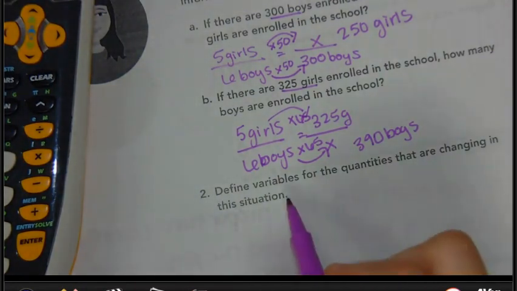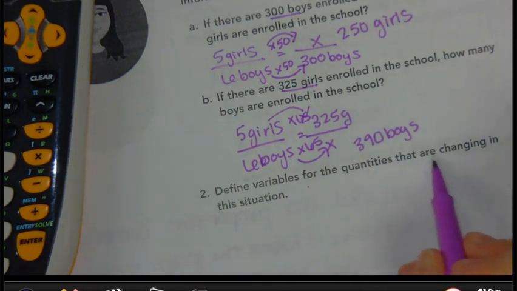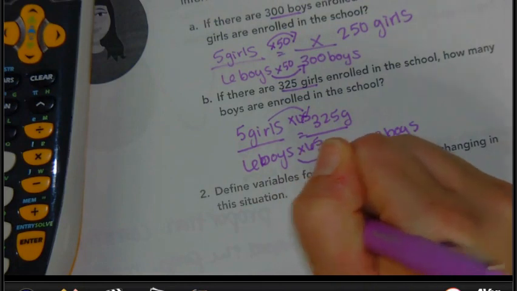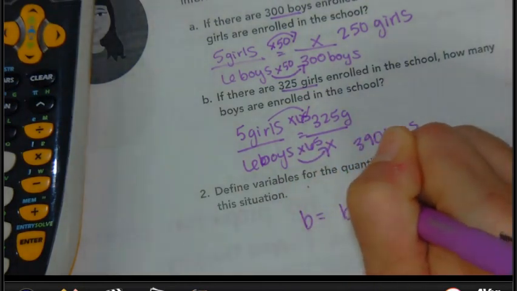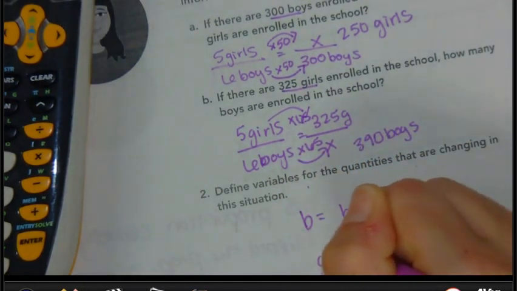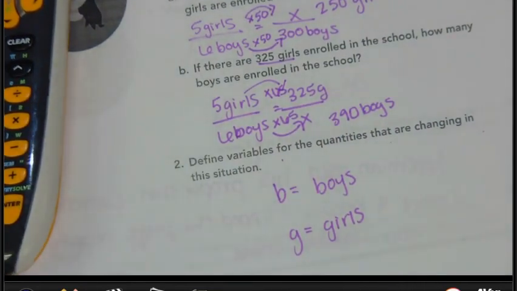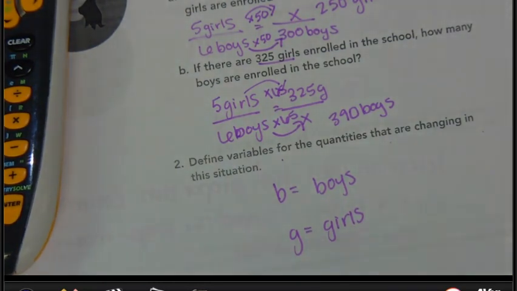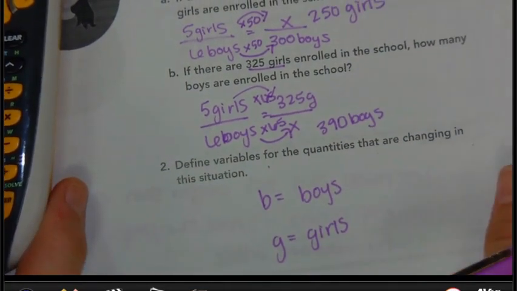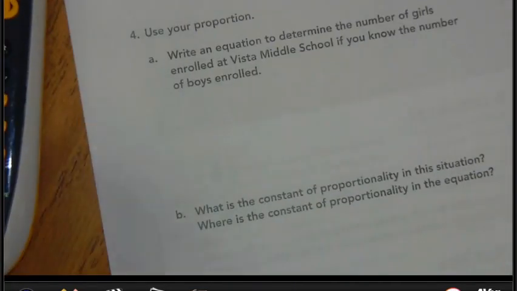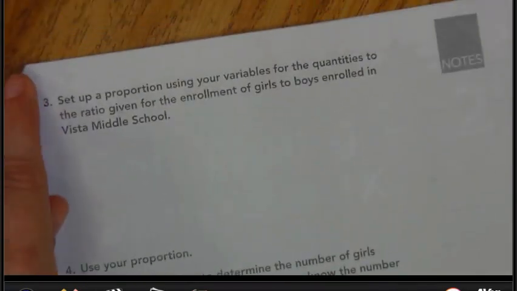All right. Define variables for the quantities that are changing in this situation. All right, so I'm going to say B is going to equal boys and G is going to equal girls. Those are my 2 variables that are going to be identified because those are the 2 different things that are changing consistently, either the number of boys or the number of girls. Okay. All right, number 3.